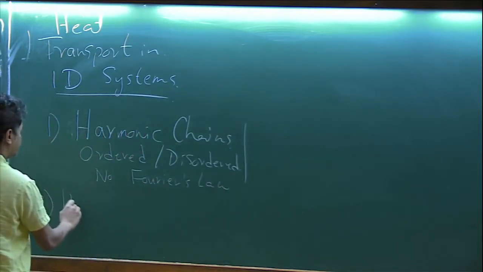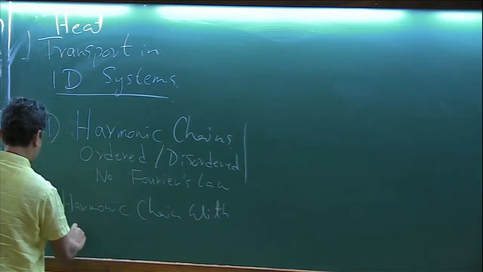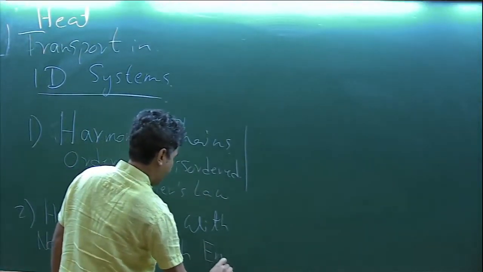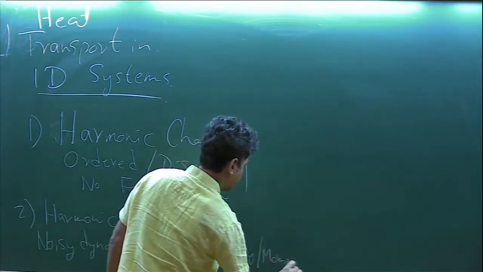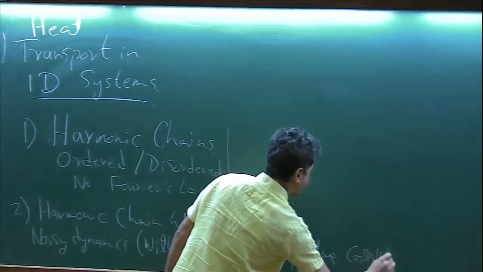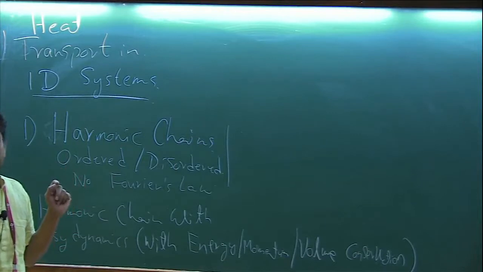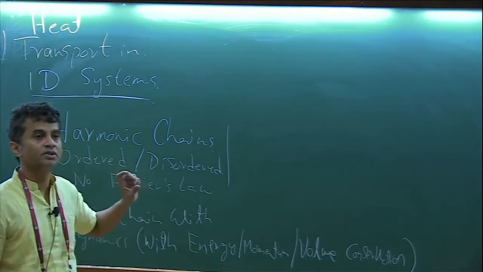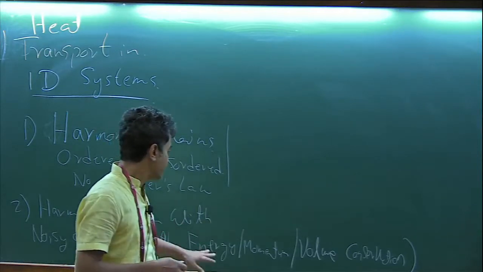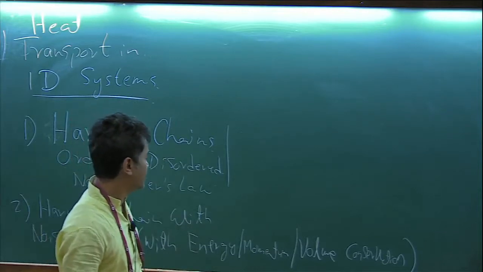And then we looked at harmonic chains with noisy dynamics. So here the idea was that finally we want to study anharmonic chains. But those are very complicated, and the idea was to do some stochastic dynamics which has the same conservation laws but allows us to get analytic results. And in particular, in this case, we saw that the two-point correlations formed a closed set of equations but still give a lot of non-trivial features.